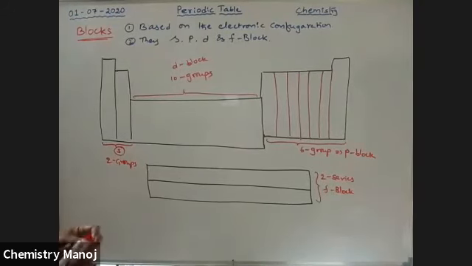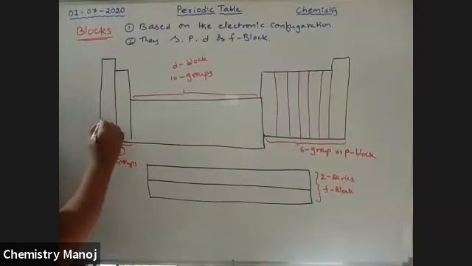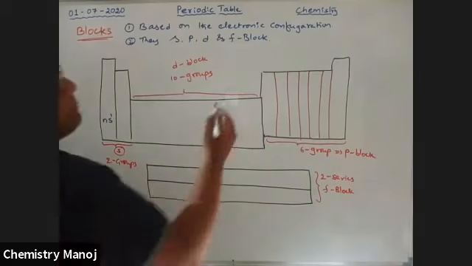The general outermost electronic configuration for these group elements is ns1. In this electronic configuration, the last electron of every element is considered as the differentiating electron. Every group, every element, its last electron is considered as a differentiating electron. Let us take an example.